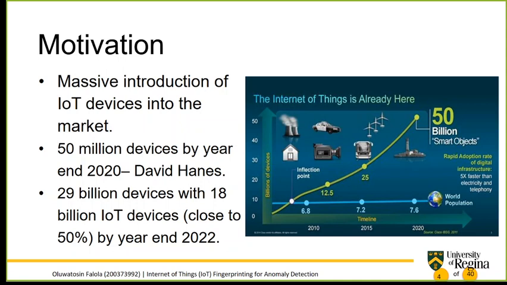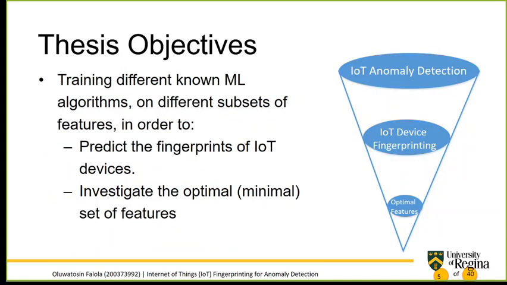But as it is today, it's obvious from the graph just beside it that by the end of this year there's going to be as much as 50 billion smart objects all around. So what are we trying to say? That IoT is here and there's nothing we can do about it.